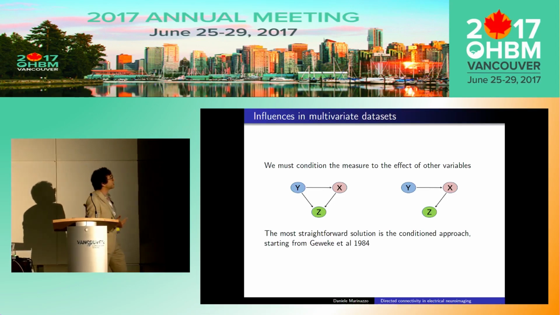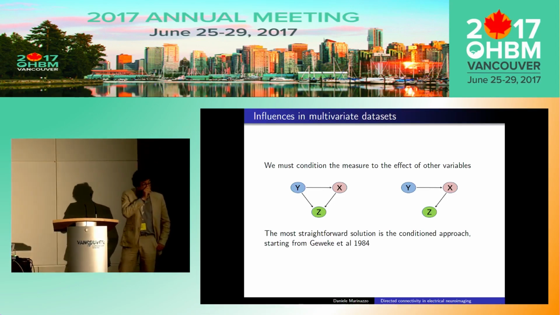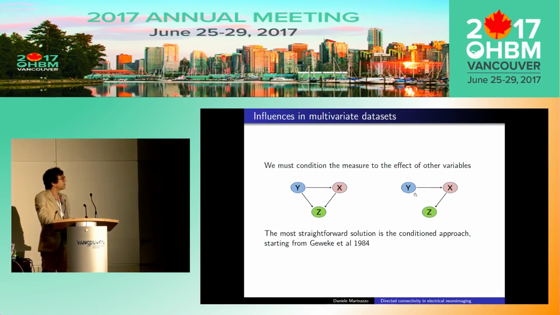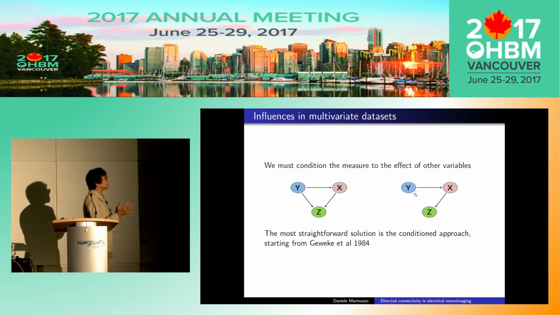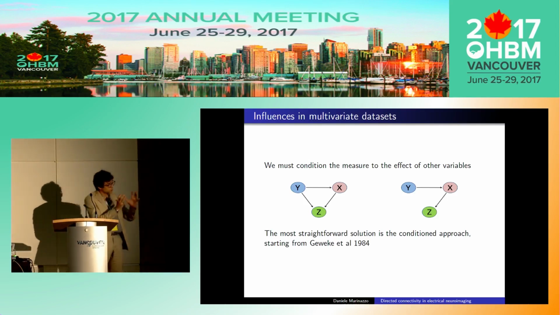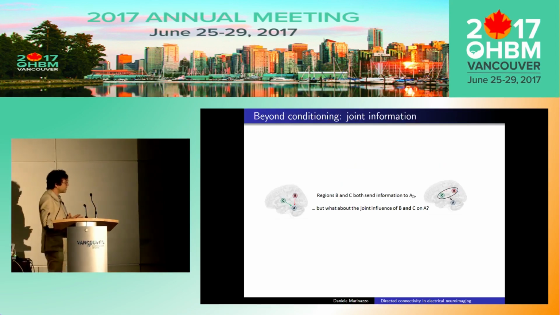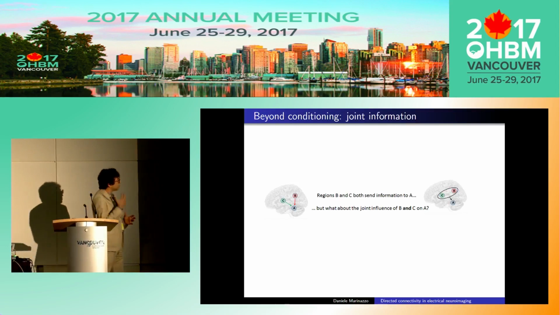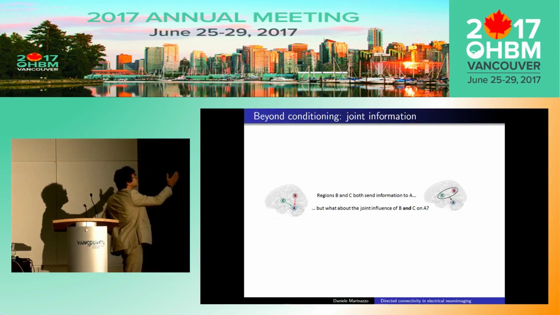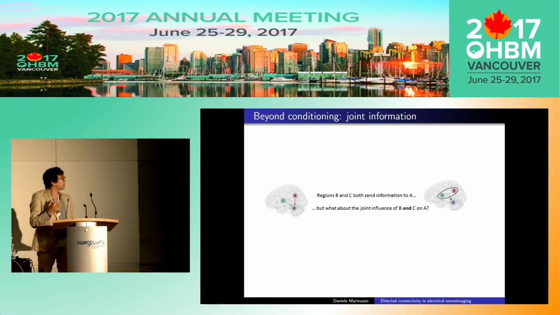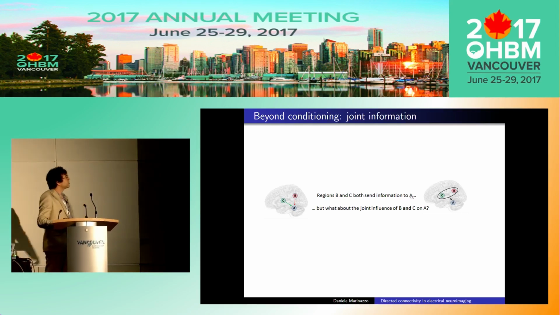So we need to take into account the fact that different variables can share the same information about the future of other variables. This is not only a methodologically and computationally interesting approach, because you can reduce the number of variables; it's also fundamental, because it allows us to answer other questions. For example, we know that regions B and C both send information to A, but what about the joint influence of B and C on A? Is it redundant, or is it synergistic?